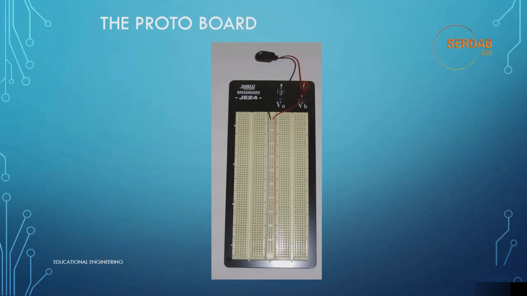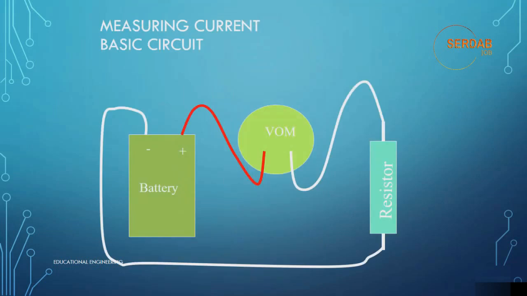Now let's look at measuring current in a basic circuit. As you can see here, this is a resistor that we will use to limit current so we won't damage our digital multimeter, and this is a battery, a 9 volt battery in that case, and this is our volt ohm meter that is connected through the circuit. As you can see here, this is the positive terminal. It's not connected directly to the resistor. We cut the circuit and place the volt ohm meter right in the middle so that the current will pass through the volt ohm meter.